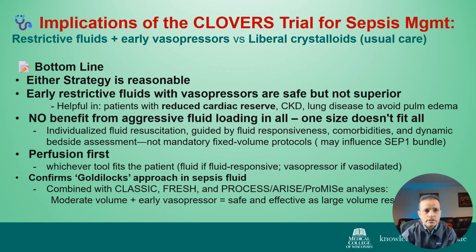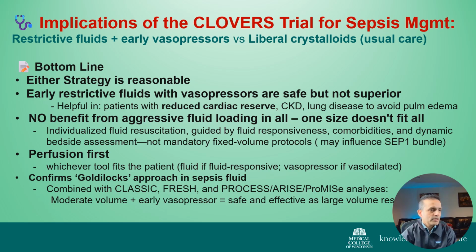So one size does not fit all. It's probably time to move away from the 30 cc per kg fluid challenge. Some people might need less, some people tolerate more. The strategy should not be infusion, the strategy should be perfusion first. Whatever tool fits, whether it's vasopressors or fluid, you do that. Fluid if fluid responsive, vasopressor if vasodilated.